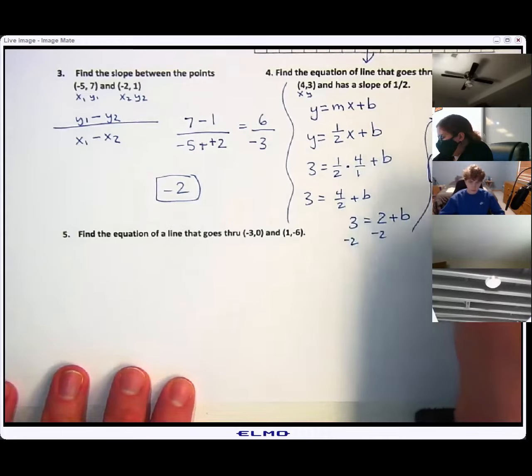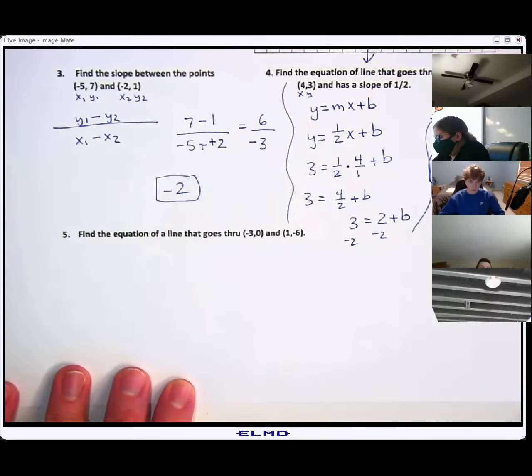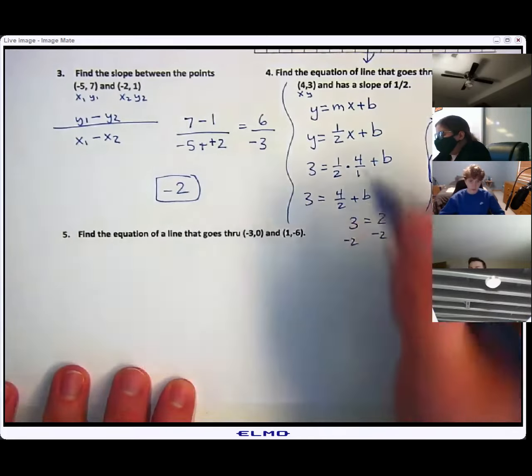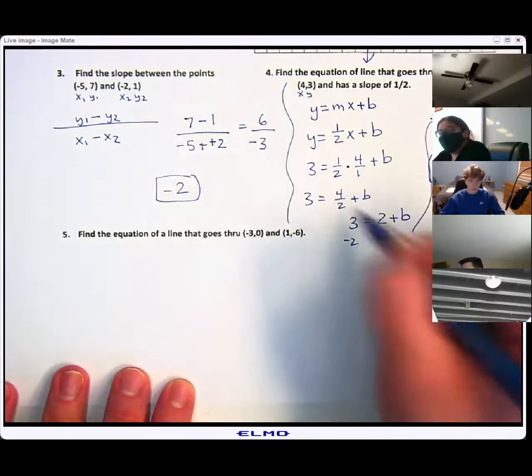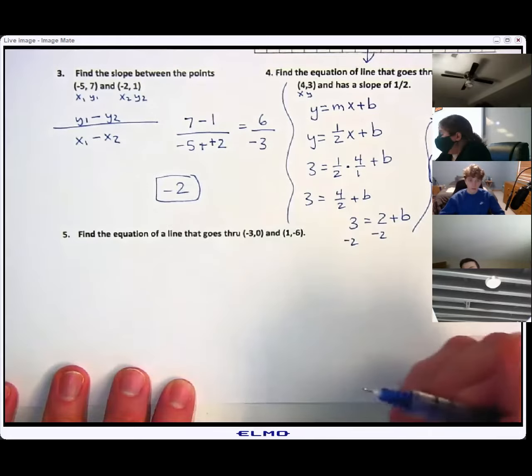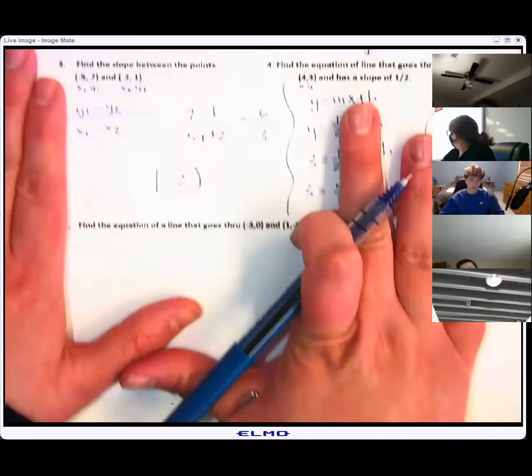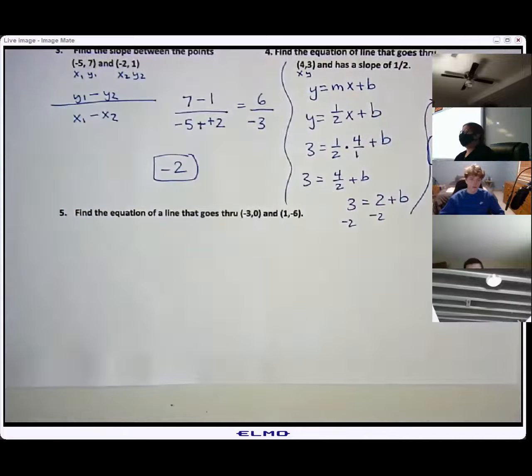Are we going to have to put the simplifying step in? No, if you can just go straight to 2 right here, good for you. I'm just trying to show everybody exactly what I'm doing. Questions on number 4?